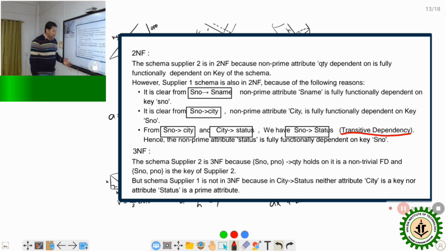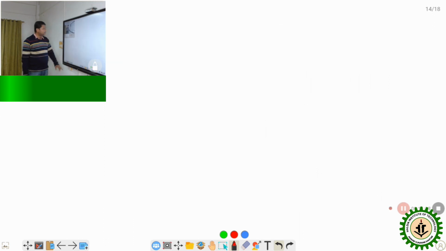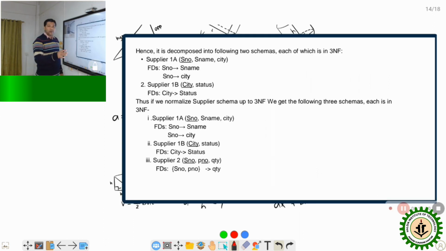Now, our motive is to convert it to 3NF. The schema supplier 2 is in 3NF because supplier number and project number to quantity holds a non-trivial functional dependency, and supplier number and project number are the key of supplier 2. But schema supplier 1 is not in 3NF, so we have to convert it because in city to status, neither is city a primary key nor is status a prime attribute. So we have to decompose it into two schemas.